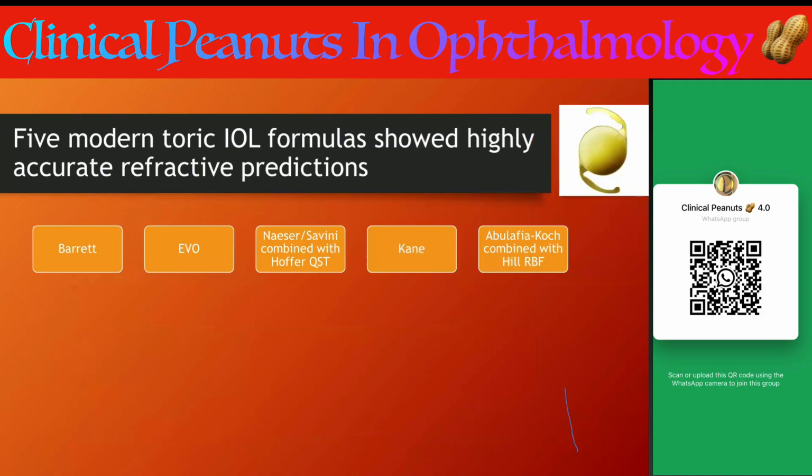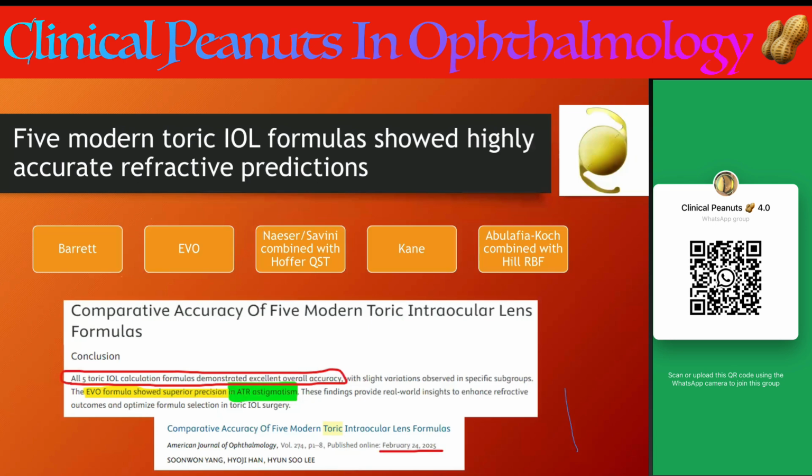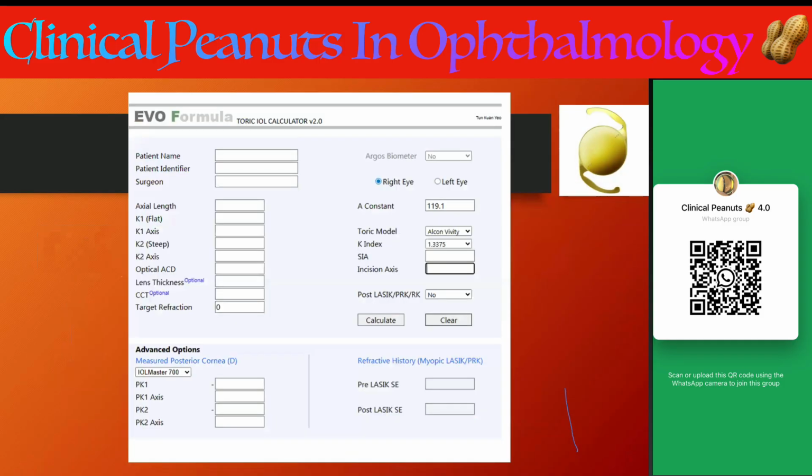So these are the five formulas which are very accurately giving you the calculation in the toric calculation. Almost all the formulas are giving similar results, except in against-the-rule astigmatism, where the EVO formula stands a little taller over the others. This is the EVO formula. This is also available online.